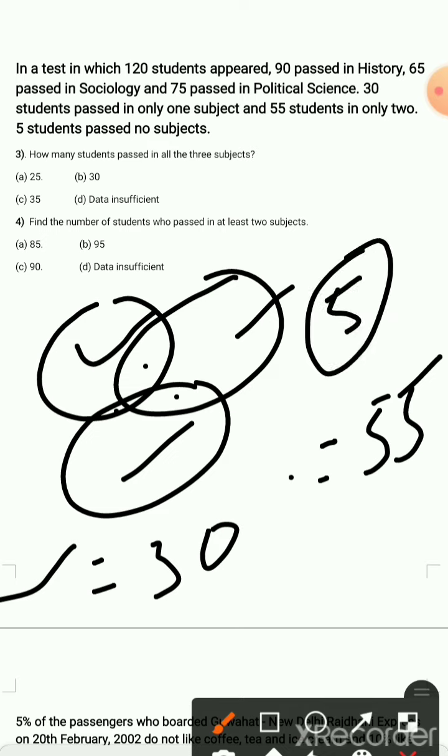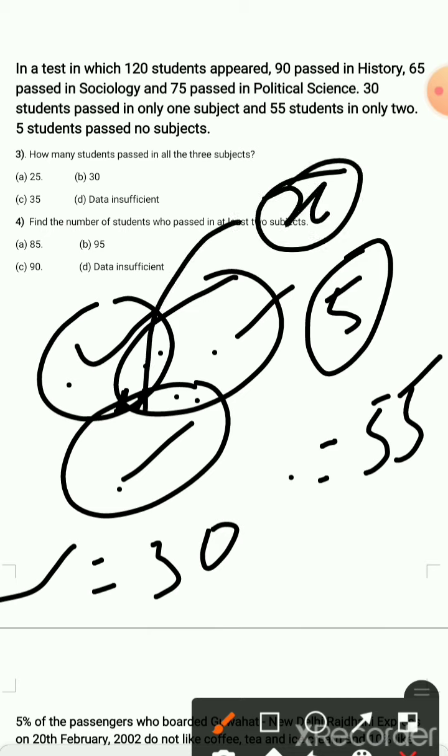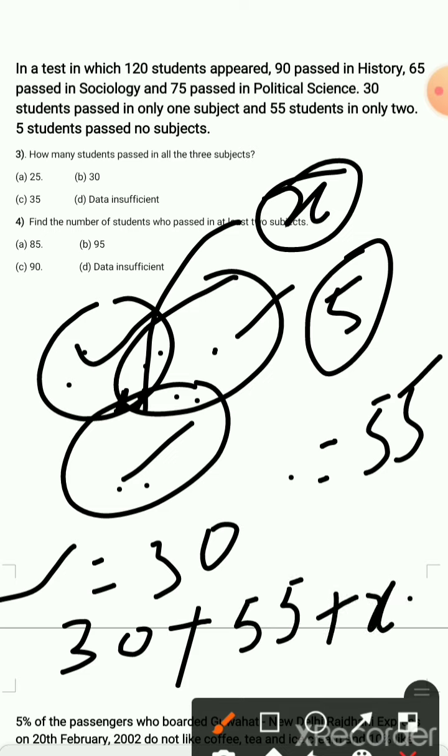Can you say the sum of this part, and the one area which is left here is the common one, this one. I don't know, let's say this is x. So how to write the equation? The number who pass in only one subject, which is 30, plus the number of students passing in only two subjects, 55, plus x, should be equal to 115.